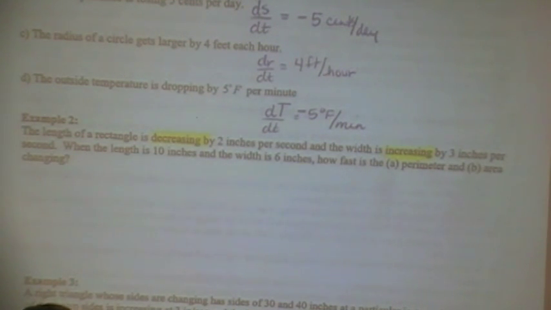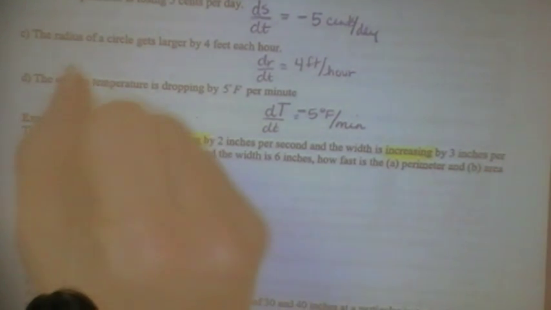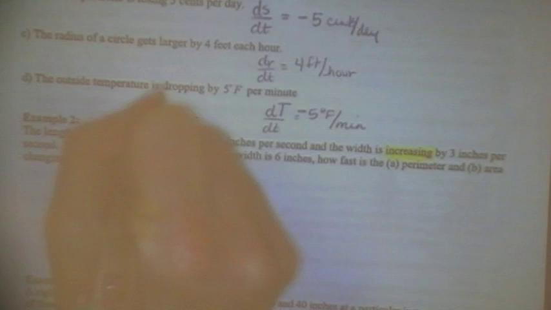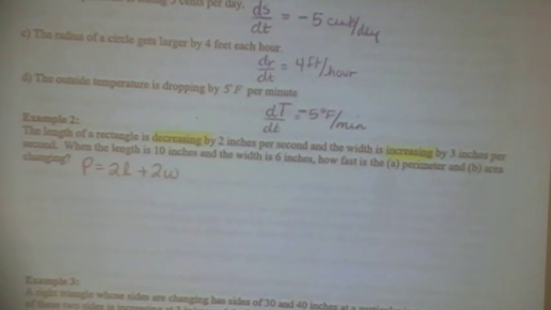That's area. For perimeter? How do you find perimeter of anything? You take the sides and add them up. But on a rectangle, what about these two and these two? 2 length plus 2w. So perimeter equals 2l plus 2w. That's how you find perimeter.